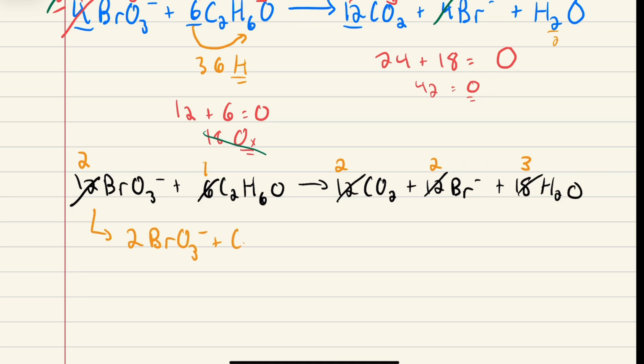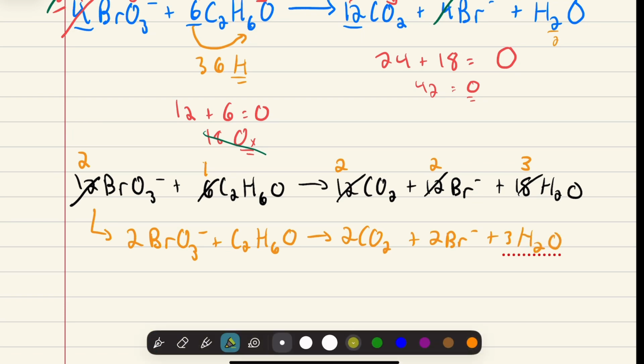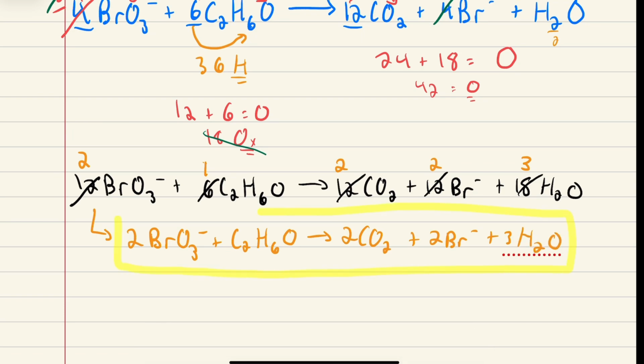And so finally, our balanced reaction is 2 BrO3- plus C2H6 yields 2 moles of carbon dioxide plus 2 bromide ions plus 3 waters. Whew, that was tough.